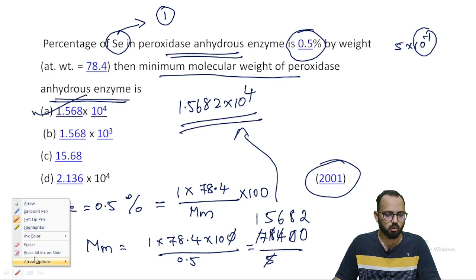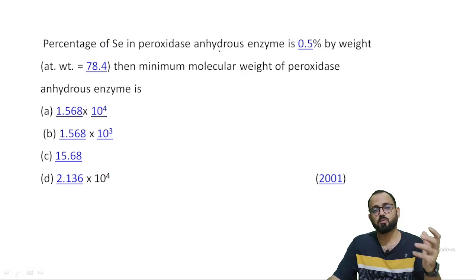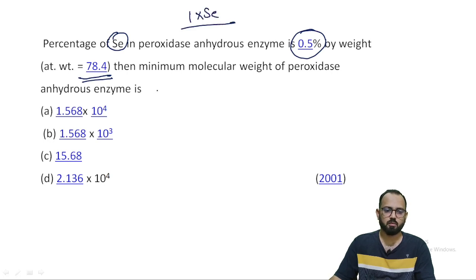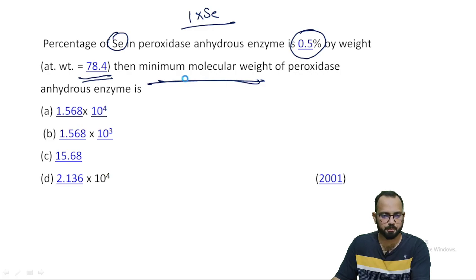I'll just tell you how to find out the minimum molecular mass. If you want to find out the minimum molecular mass, consider you got the minimum number of atoms. Say they are talking about selenium, they have given you the atomic weight and the percentage composition. So consider you got only one selenium. Then solve, if they are asking you to find out the minimum molecular weight.